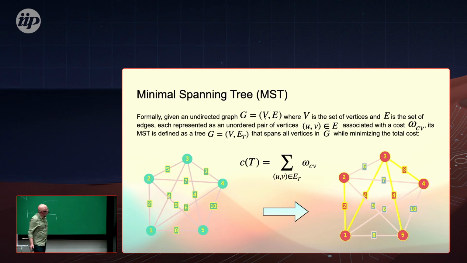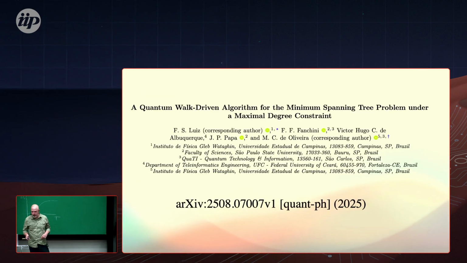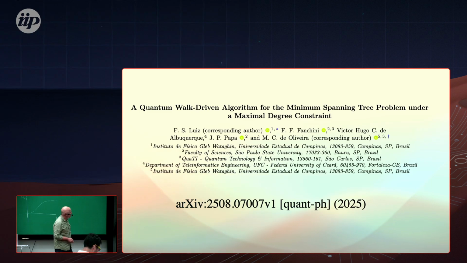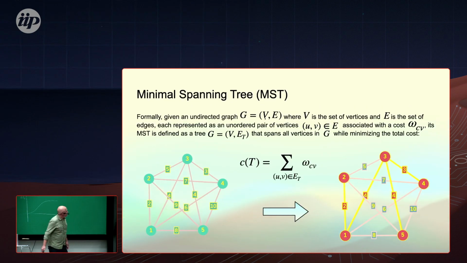So the central part of my talk, I will talk to you about this paper, which we put back in 2025 on the arXiv, so you can check that. And in the second part, I will talk about another paper that is actually an extension of that in a nice way. Okay, so what is a minimal spanning tree that we are going to talk about?